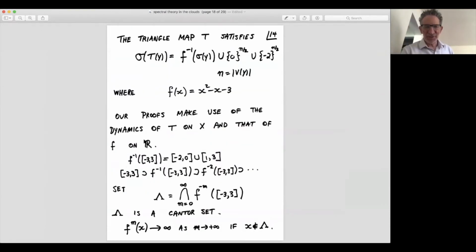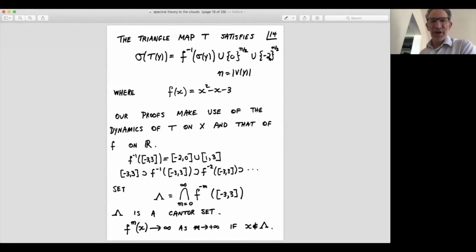All right, I want to get back to this capacity because there's something quite beautiful going on here. So as I said, if you take the line graph, so suppose you take that map T, that triangle sewing in map, T of Y. The spectrum of T of Y actually can be computed explicitly. This is just an exercise in linear algebra. It is the inverse image with multiplicities of the spectrum of Y, union -2 to multiplicity n over 2.